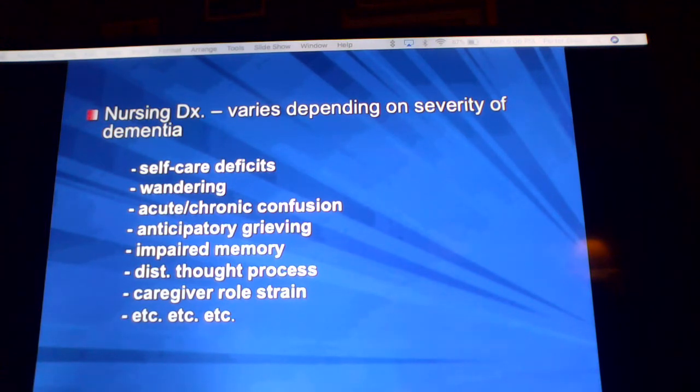Impaired memory, disturbed thought processes. That really means hallucinations. You can have caregiver role strain, where the caregiver simply can't do it anymore. Okay? And there's no blame there. That's why we have nurses, right? We go to work for 8 or 12 hours, we do our work, and we can come home and get some relief from it. But imagine being the wife of a husband with Alzheimer's, and you're trying to do the best you can, but you can never leave this person alone because they might fall. So caregiver role strain. And again, depending upon the symptoms you see, there could be many other diagnoses.